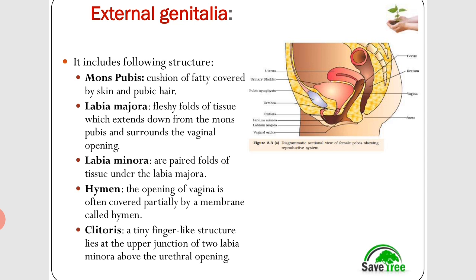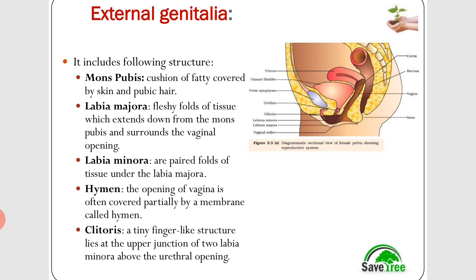Okay, this is all regarding the hymen. Coming to the next is the clitoris. The clitoris is a tiny finger-like structure which lies at the upper junction of the two labia minora, above the urethral opening. So that is the external genitalia.